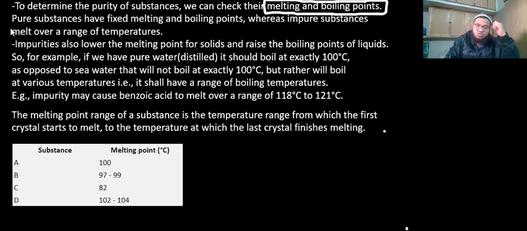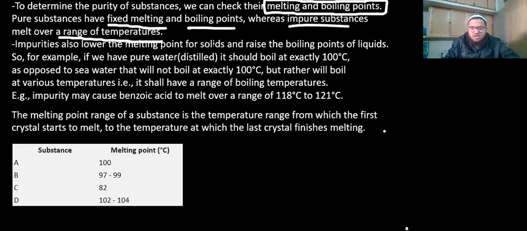Now let's read through the second line. Pure substances have fixed melting and boiling points. I've talked about that. Impure substances have a range of temperatures over which they melt. In other words, even if you talk about the freezing point, freezing means the reverse of melting. For a pure substance, for example water, the freezing point is 0 degrees Celsius, so it should remain at 0 degrees Celsius throughout the freezing process, but it doesn't remain for impure substances.